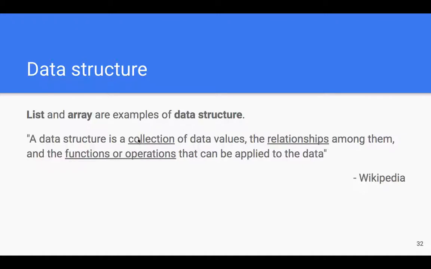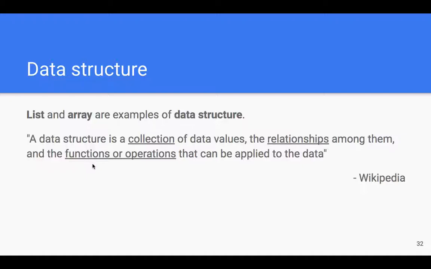So a data structure is a collection of things, just like what we said lists and arrays are. It's a collection of things, and then it's the relationship among them. So for example, for the array, the relationship among all the data values is that they are the same type. Or for lists, they can be different types. So that's one example of what they mean by relationships.